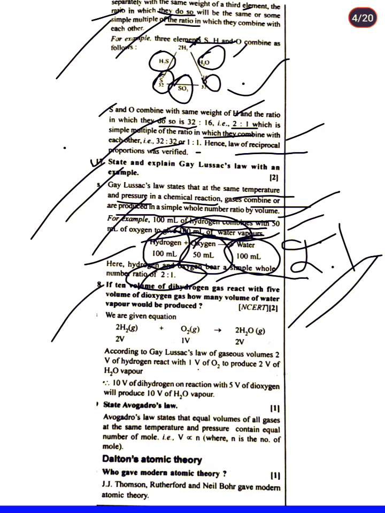If 10 volume of dihydrogen reacts with 5 volume of dioxygen gas, how many volumes of water vapor would be produced? For example, in the question given, hydrogen and oxygen will give the water molecule. Two volume, one volume, it will give two volume of water.